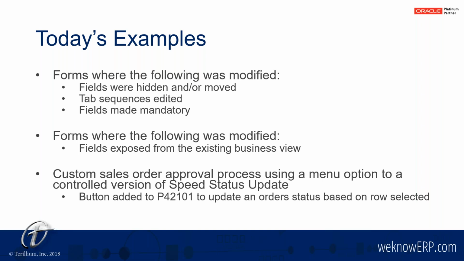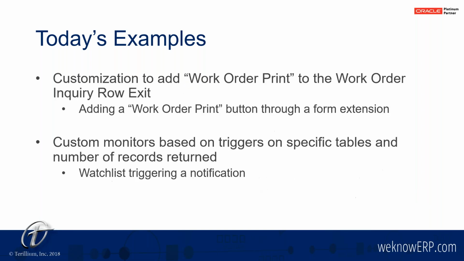So for that one, what we did is we created a form extension button, and then we have an orchestration running behind it that once you're ready to approve that sales order, you can just click the row, hit the button, it's going to update the whole order to the next status, and it can process on from that point.